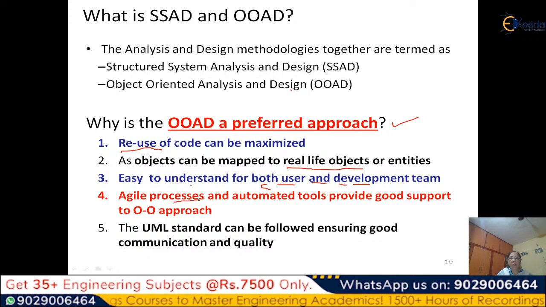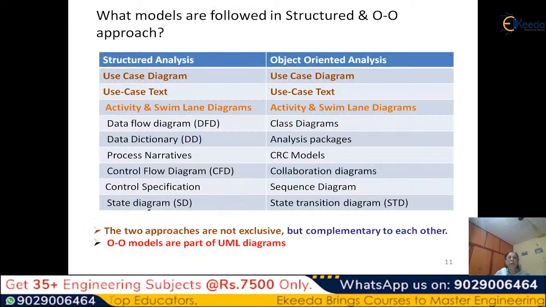And agile processes and automated tools are there for the OO approach. A lot of support is there, so that is one advantage. And UML standards can be used, so it is more standardized. So OOAD is preferred because of code reuse and because it is more like real life. It is understandable. It supports communication better, and also you have a lot of support.